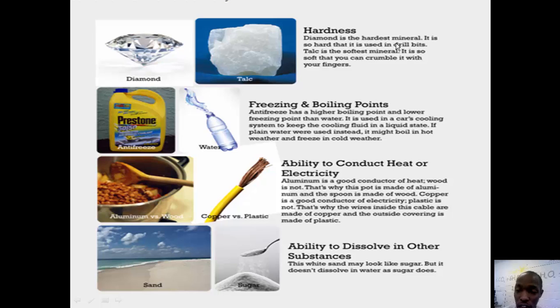So diamond is hard, it's the hardest mineral. It is so hard that it is used in drill bits. But talc is the softest mineral. It is so soft that you can crumble it with your fingers. Alright, so talc is soft, diamond is hard: hardness.